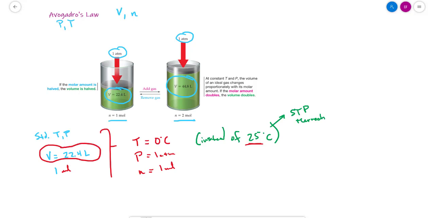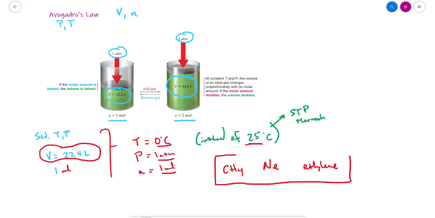But the interesting implication is then 1 mole of gas, regardless of the identity of the gas. It could be CH4, it could be neon, it could be ethylene gas. Doesn't matter what they are. If it's at 0 degrees, 1 atm, and there's 1 mole of it, then the volume of the container it will fill will all be the same. So that's the interesting property of gases, which we don't have with liquids and solids, where the densities of those things are different, in which case the volumes would be different as a function of temperature.